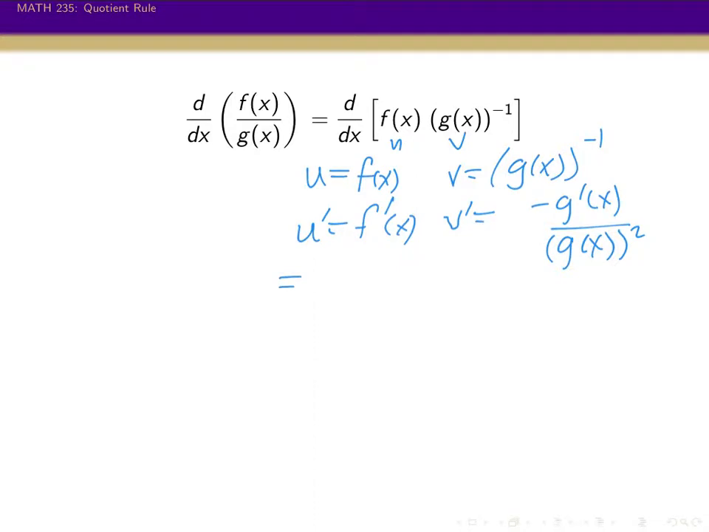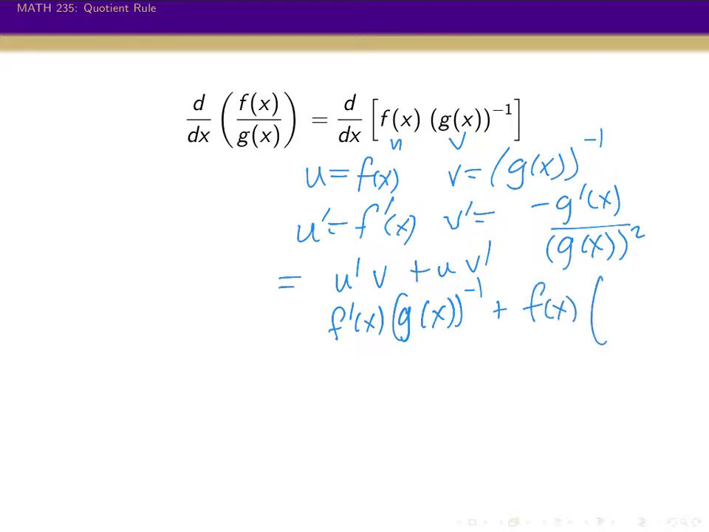And so now we can set this equal to, so the product rule says this is going to be u prime v plus u v prime. So u prime is f prime of x times v, which is g of x to the minus 1, plus u, which is f of x, times v prime, minus g prime of x over g of x squared.